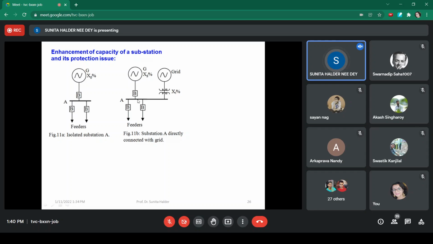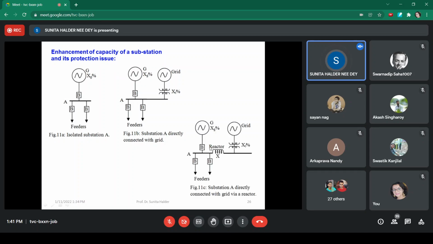So in that case, we have to change all the breakers, which is very costly and will take a long time. We have to interrupt the load at that time. So the easy method is to connect the incoming power generation to a reactor. This will limit the short circuit current. At the same time, it will help to use the existing circuit breakers with the enhanced capacity.